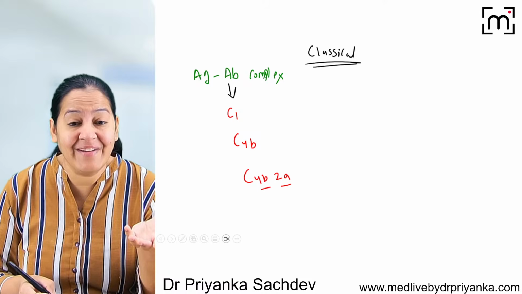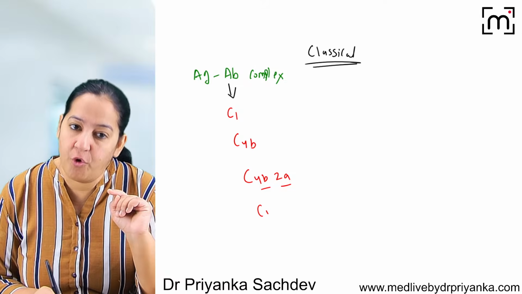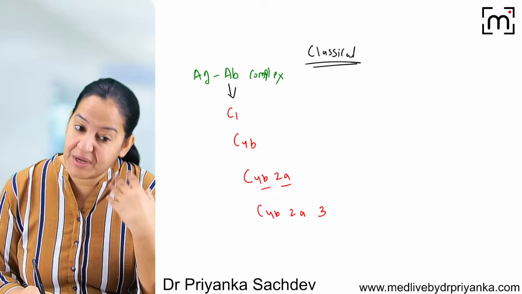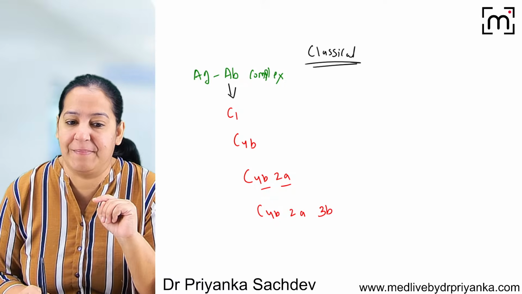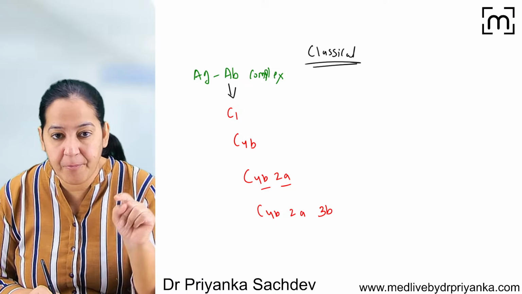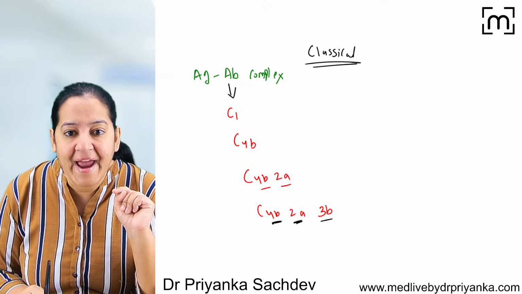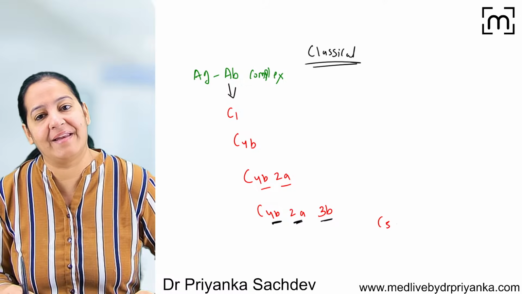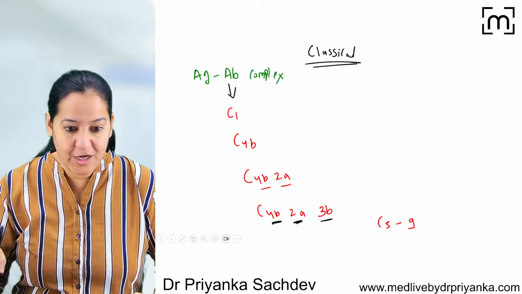The next they will activate is C3. C4b is already there, C2a is already there. Now comes C3. From C3a or C3b, I'm interested in C3b. So we have three components: C4b, C2a and C3b. They will go to the next, which is C5 to C9. Now tell me how to learn the sequence.